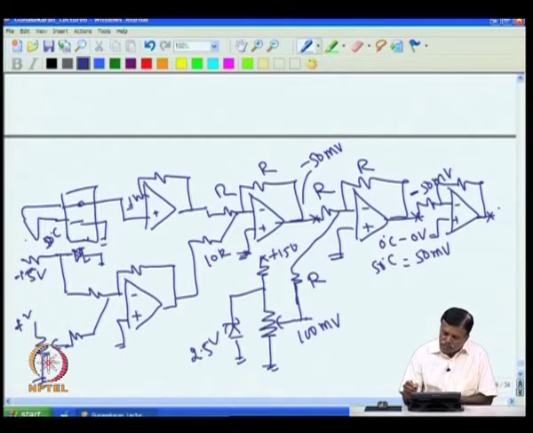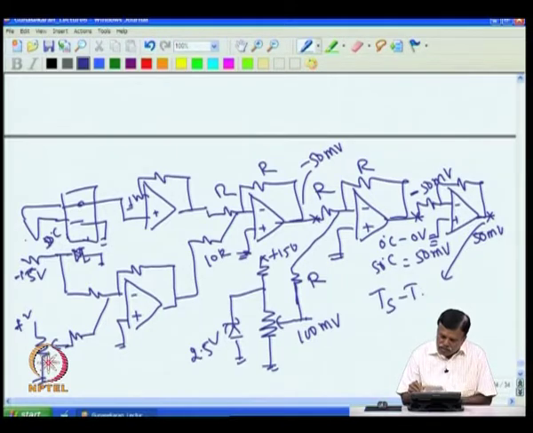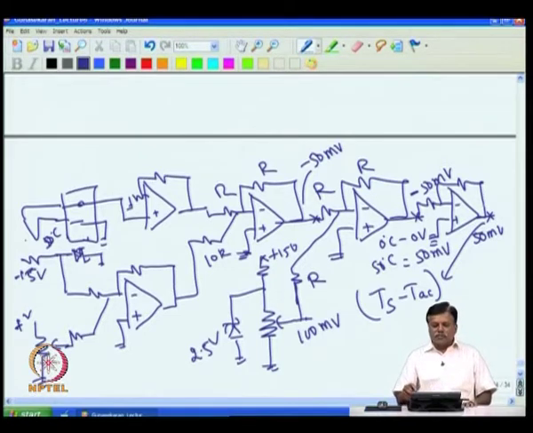So, all that now comes is that if the set temperature is 100 and the actual temperature is 50, then I will get plus 50 millivolt here. So, here you will get error 50 millivolt for example. So, this point gives me error voltage. This voltage is nothing but T set minus T actual. Every 1 degree difference it gives you 1 millivolt.